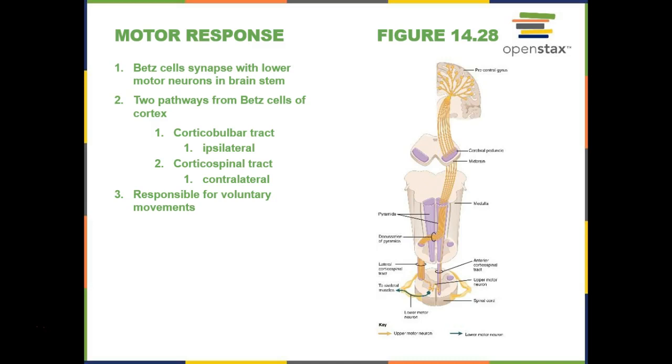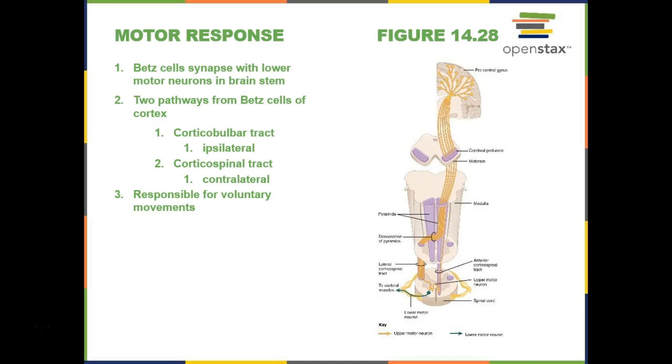Now let's look at our actual motor response. Within the cerebral cortex, we have motor neurons that are called Betz cells that synapse with other motor neurons within the brainstem. And they form two different tracts.